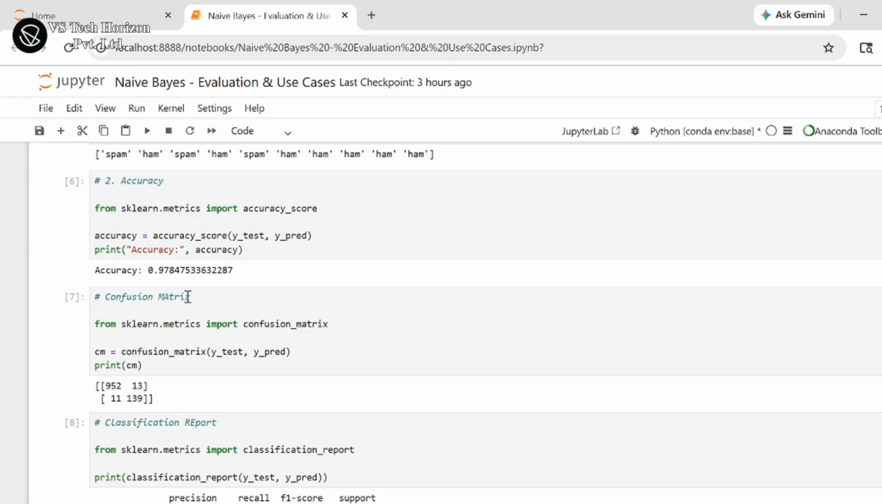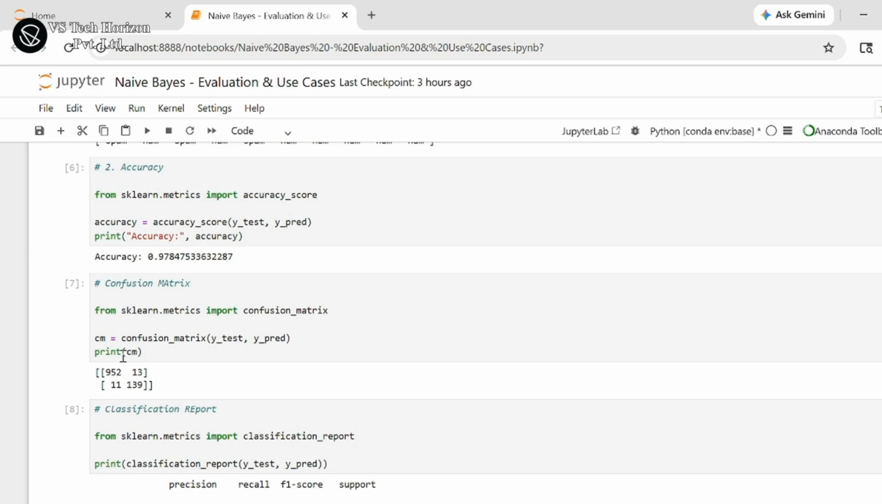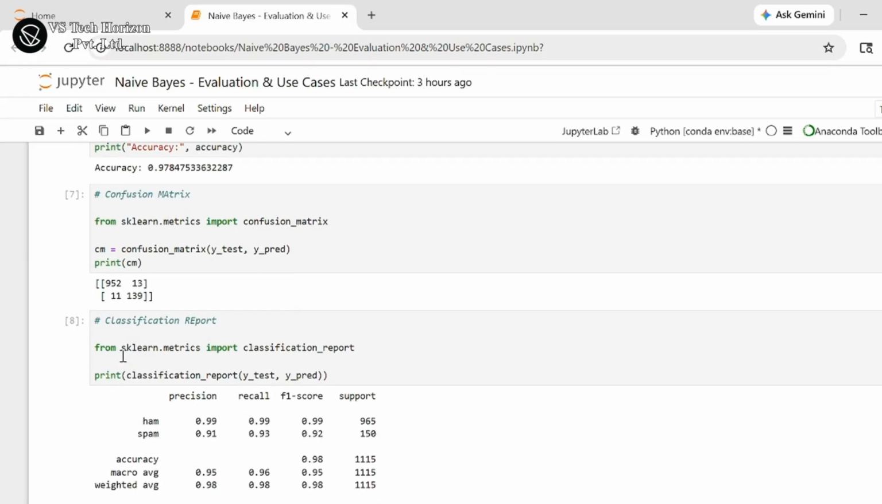Then comes the confusion matrix, which provides a detailed comparison between the actual and predicted values. And following is the code used for it. The output provided shows that most predictions are correct, but there are still some errors such as misclassified spam or misclassified ham messages.